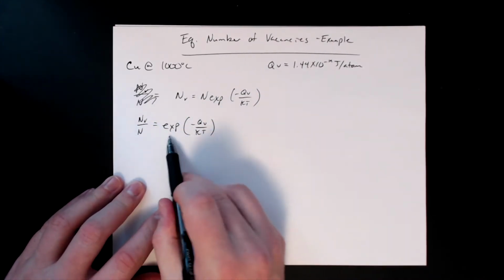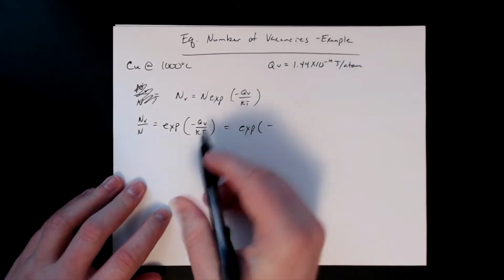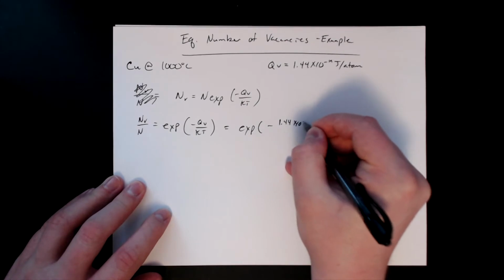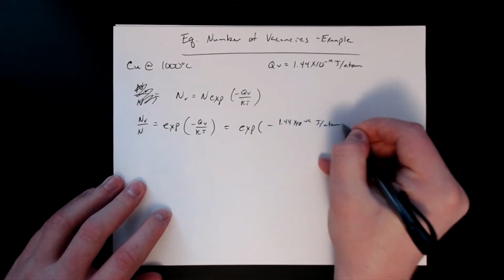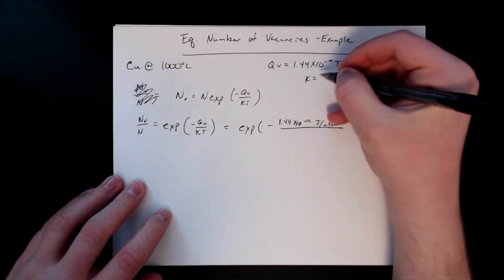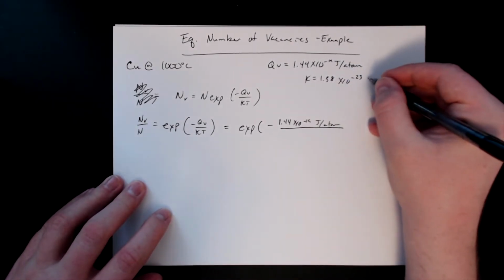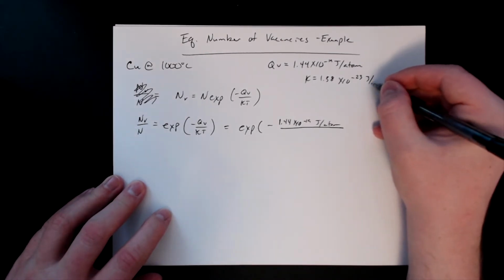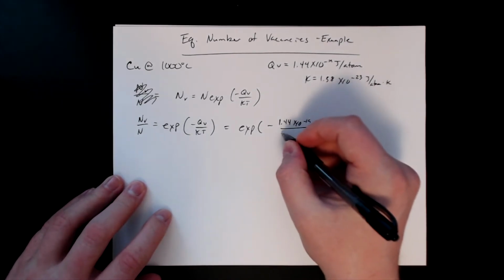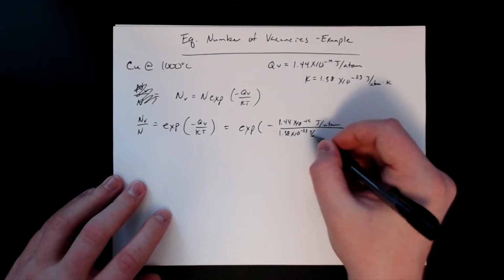So for the first part of this question, the first of two parts, all we have to do to get this fraction is then calculate the exponential, right? And so that exponential is minus the activation energy QV. And so that's 1.44 times 10 to the minus 19 joules per atom. And then we have K. K is a constant. It was given in the slides as well. This is 1.38 times 10 to the minus 23. And the units of that are joule per atom K. And so we can go ahead and plug that in, 1.38 times 10 to the minus 23 joule per atom K.